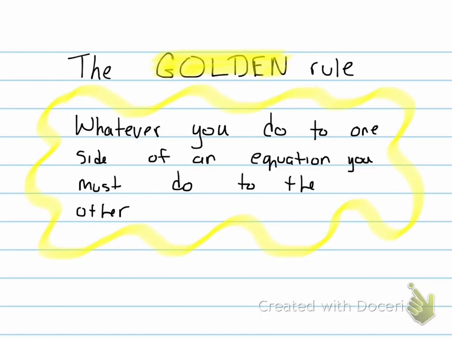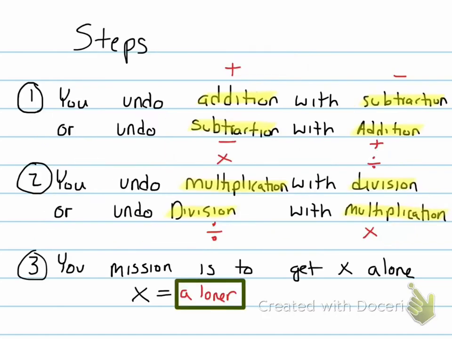Students that make mistakes don't follow the golden rule. Here are the steps. You undo addition with subtraction, or undo subtraction with addition. Step 1. You undo multiplication with division, or undo division with multiplication. Those are the same steps. It's just looking at the problem. Your mission is to get x alone. X is a loner.